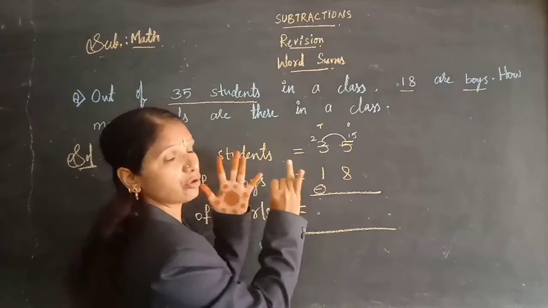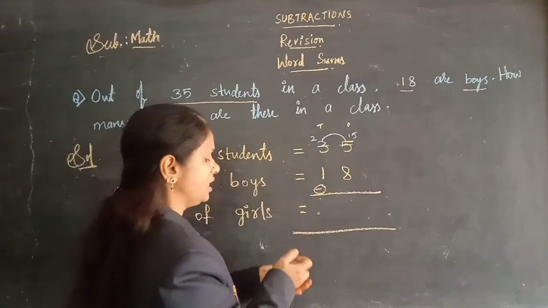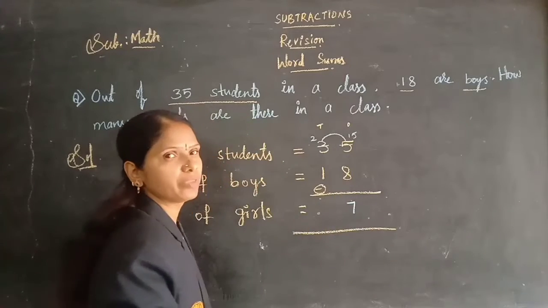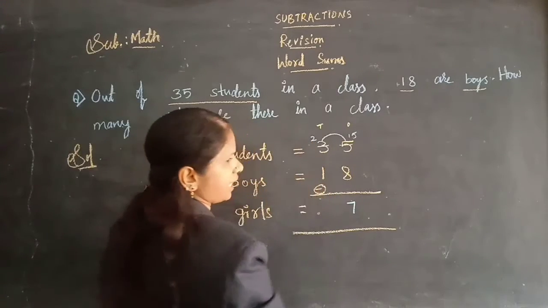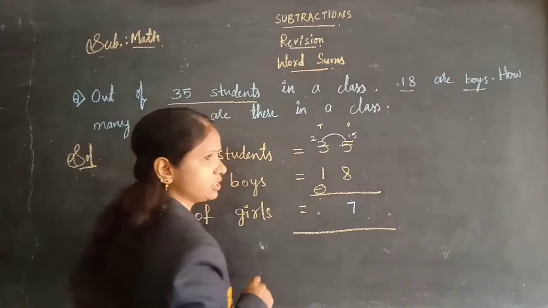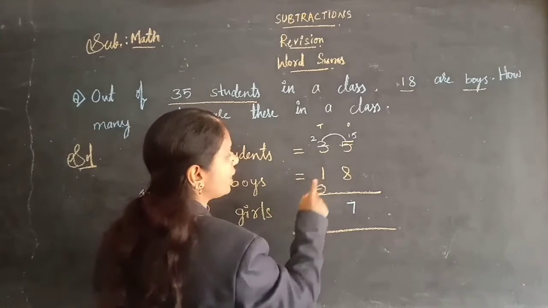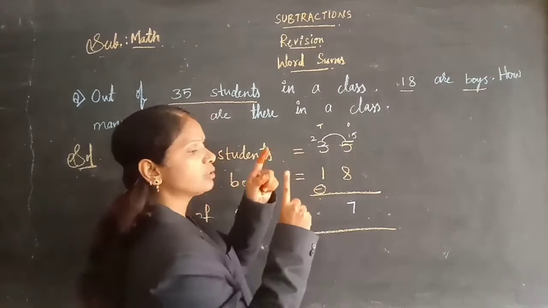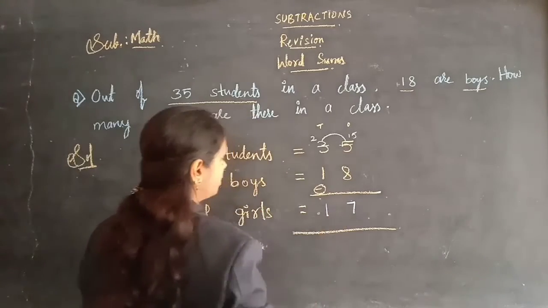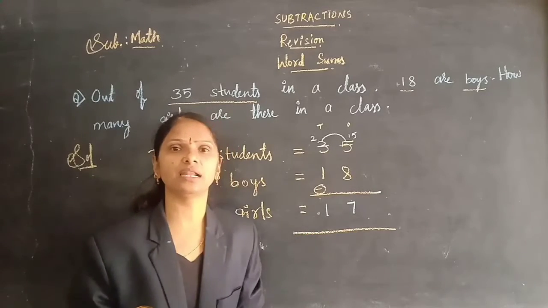So how many numbers are required to reach 15? 1, 2, 3, 4, 5, 6, 7. 7 numbers are required to reach 15. So 7 I am writing here. Now 2 minus 1, or I can start from 1 and reach 2. 1 after next is 2, means only one number is required to reach 2. So 1 I am writing. So how many girls are there in the class? 17 girls are there, children.